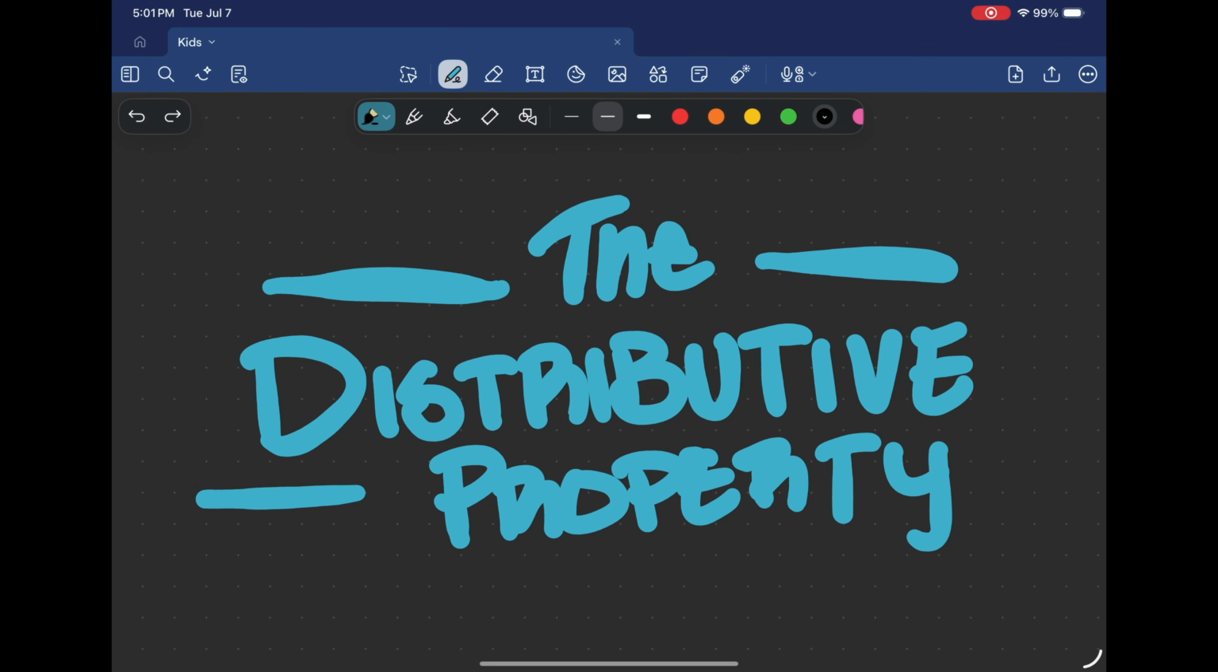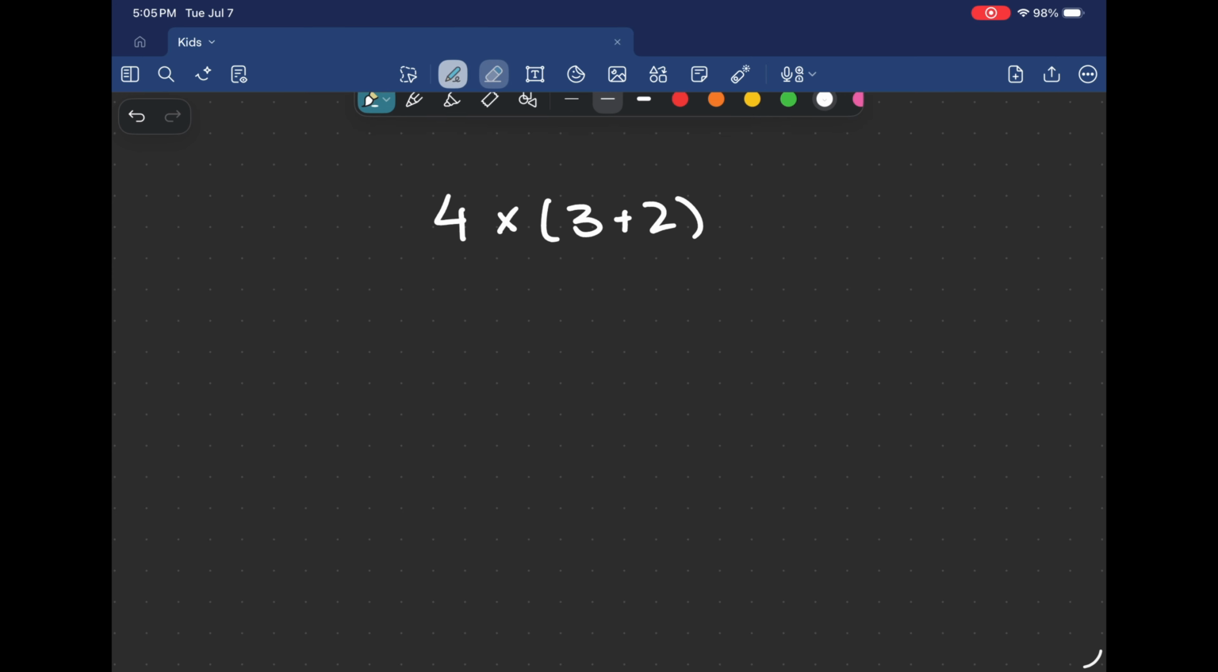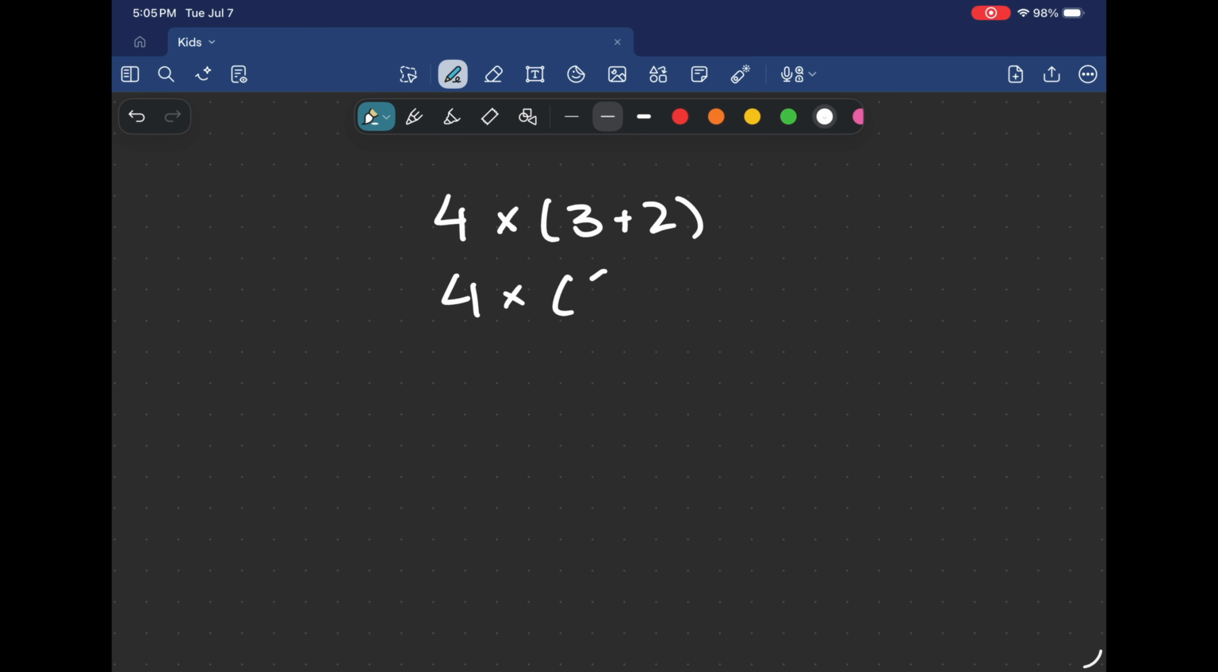about the distributive property. I have two different ways to solve this exact problem. Watch this. The first way is pretty straightforward. We can add what's inside the parentheses first. So we do 4 times 3 plus 2 is 5, and that's equal to 20.